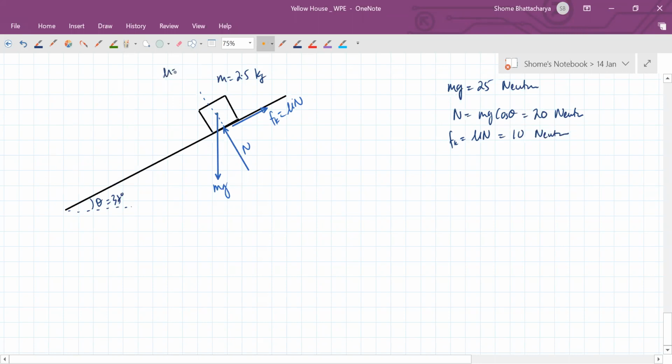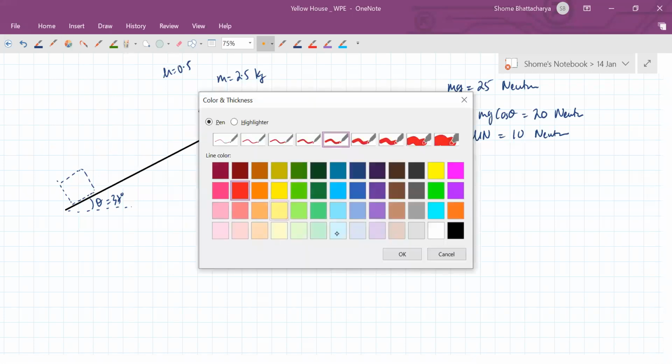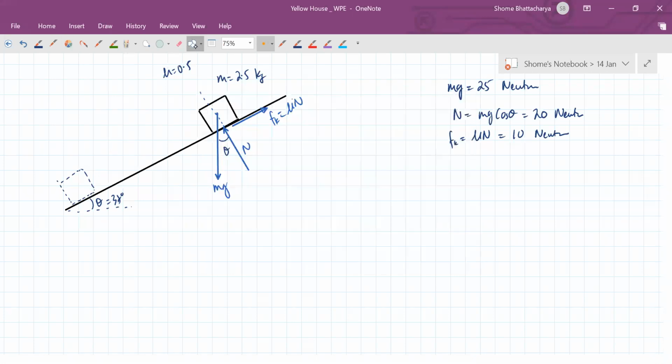was 0.5. Okay. Now, and of course, you know that this angle here is also theta. So now as the body goes from here to here, the displacement of the point of application of all these three forces is the same as the displacement of the body itself, or the center of mass of the body. And that we have taken as how much? As 10 meters.